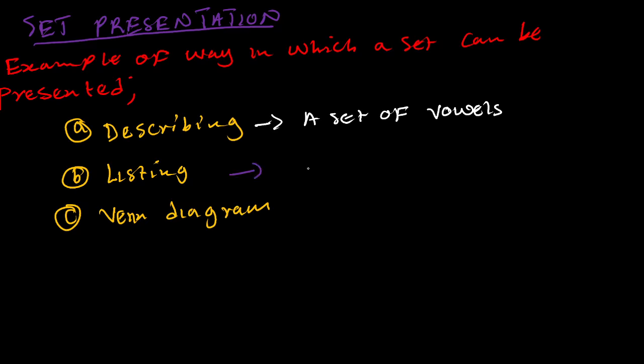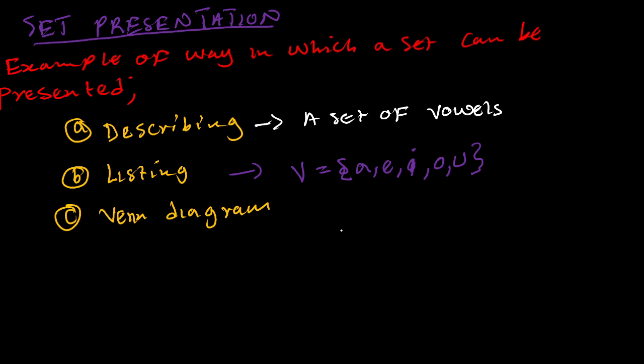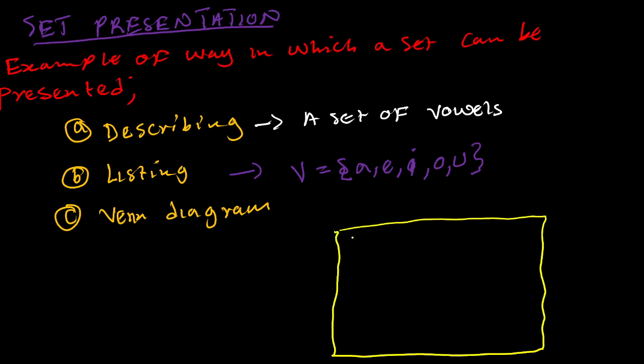Let's assume V, the set for vowels, is equal to {A, E, I, O, U}. So this is listing. Then what about the Venn diagram? For the Venn diagram, I'm going to show it in this way. I'm going to have a rectangle outside to represent the universal set. At university, the universal set is represented by E or U.